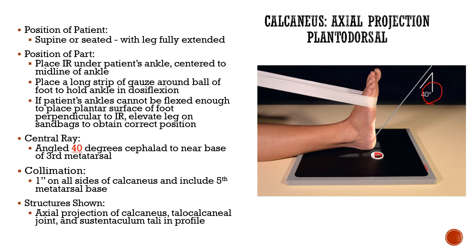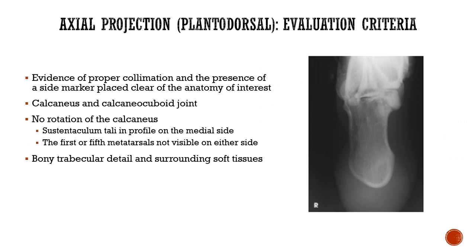We're going to have 1 inch of collimation around the sides of the calcaneus to include the fifth metatarsal base, and we're going to look at an axial projection of the calcaneus with the talocalcaneal joint and the sustentaculum tali in profile. So we're looking here at the calcaneus and the calcaneocuboid joint, the sustentaculum tali in profile on the medial side, and the first or fifth metatarsals not visualized on either side.